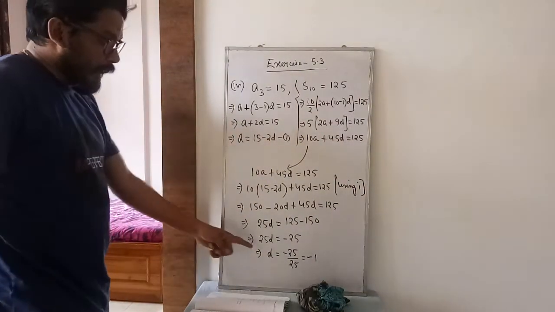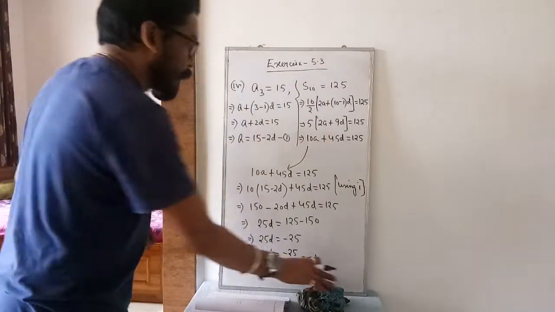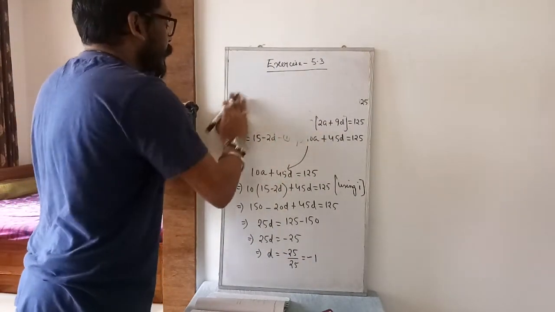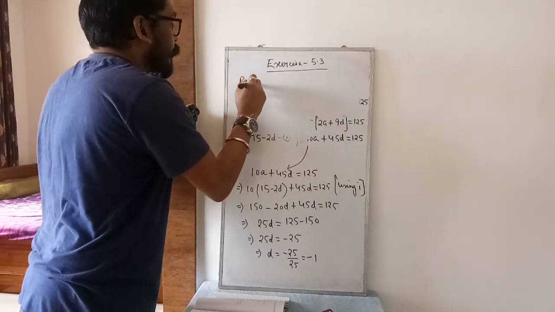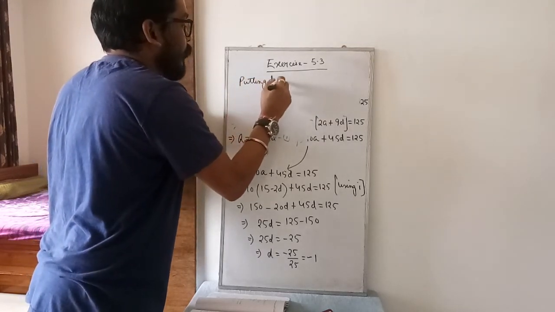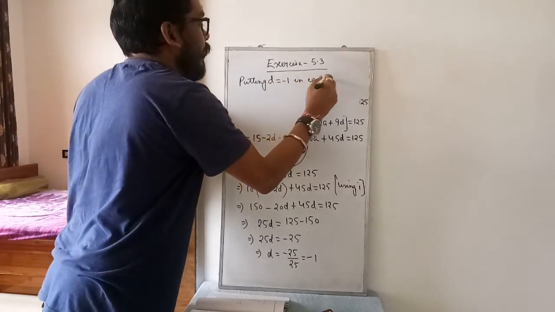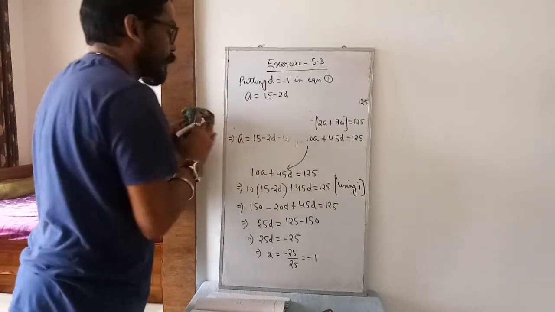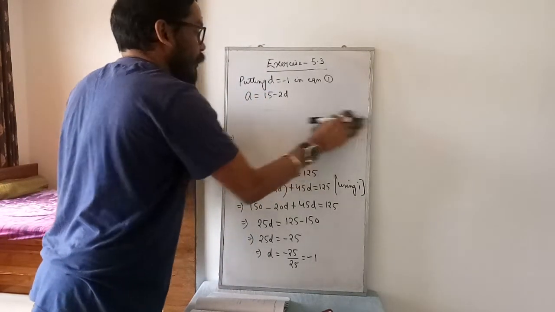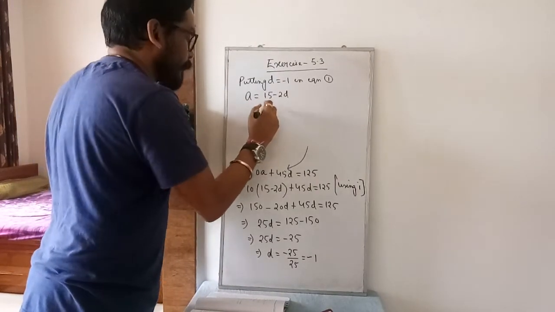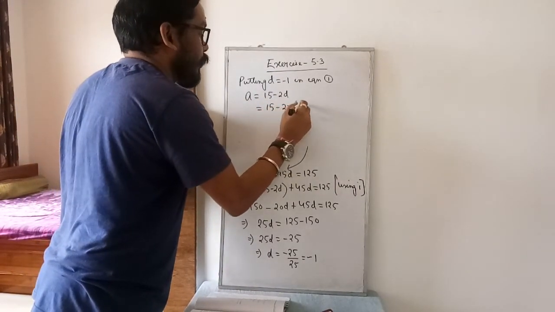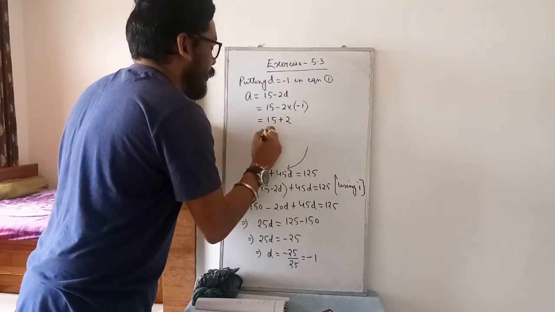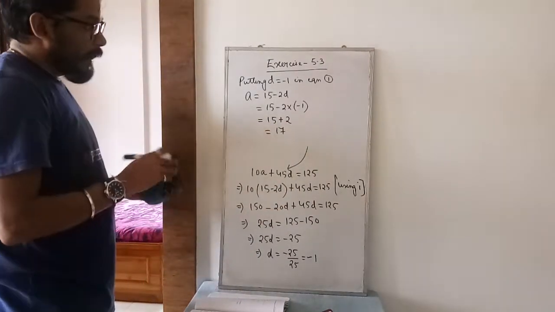Now I will find out the A value by putting the value of d in equation 1. I will rub the upper part. Now my next statement will be putting d equal to minus 1 in equation 1. What is my equation 1? A equal to 15 minus 2d. So here it is 15 minus 2 into minus 1. So it is 15 plus 2, it is 17.